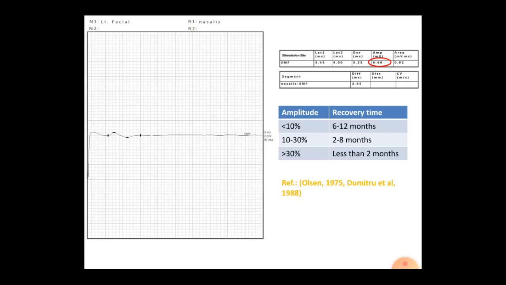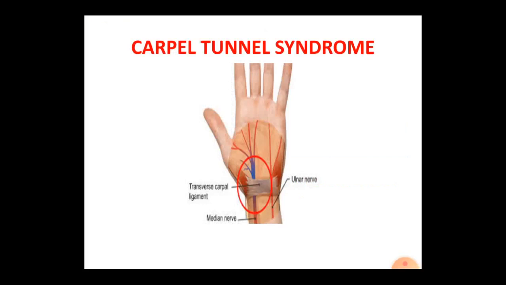Okay, in this also we have a classification. If the amplitude is less than 10%, recovery may happen within 6 to 12 months. If the amplitude is 10 to 30%, recovery may take 2 to 8 months. And if the amplitude is more than 30% but less than 50% as compared to the normal side, the recovery will be very good and you will have recovery in less than 2 months.